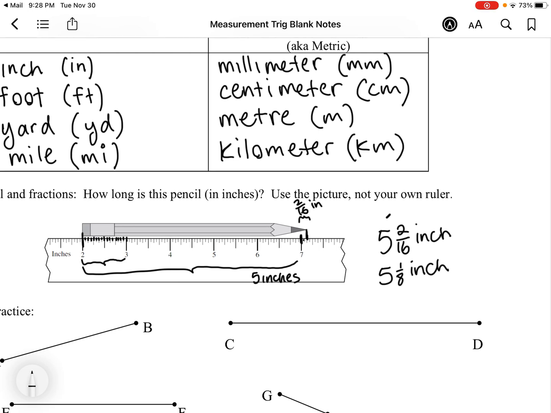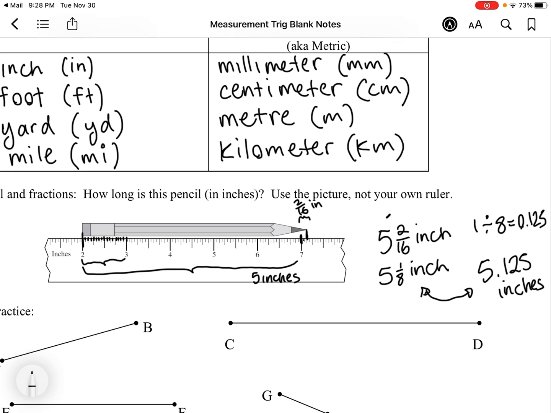And of course, then you could go ahead and convert that fraction into a decimal. So like 1 divided by 8 is 0.125. So altogether, this will be 5.125 inches. Okay, and either one of these is perfectly acceptable.